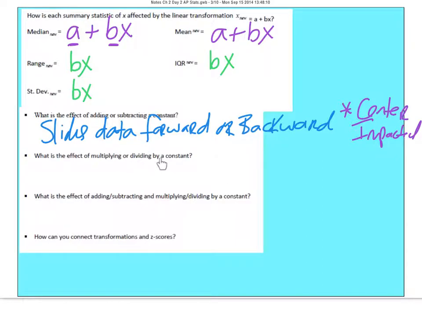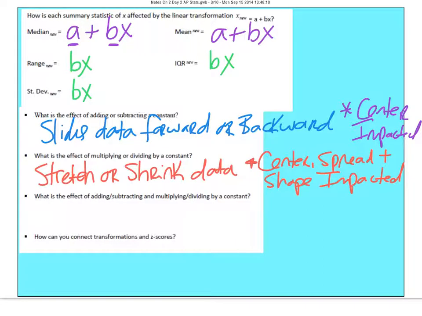Now, the effect of multiplying or dividing is that it stretches or shrinks the data. And if you stretch or shrink the data, the center is definitely going to change, the spread will change, and so will the shape, as we saw in that first slide. What is the effect of adding and subtracting and multiplying and dividing? It's a combination of these two. You're going to have this and this happen at the same time.